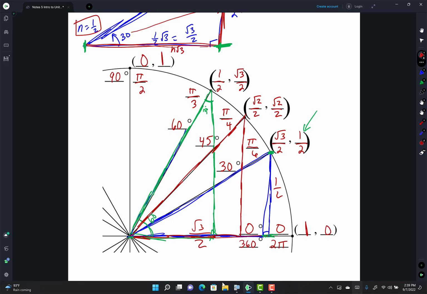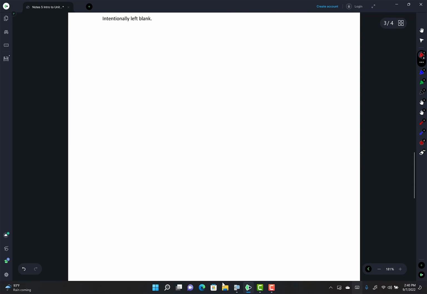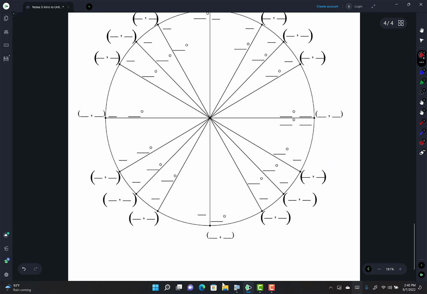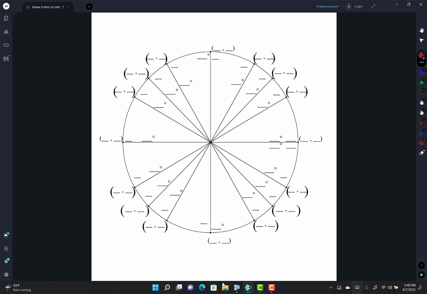All right, so here we go. Go to the next page, and it's going to say intentionally left blank. As a matter of fact, leave it blank for now. Go to the last page. We're going to come back to that third page, don't worry. And look at that. We have a blank unit circle for our entertainment. Isn't that cool? Let's start filling it in with what we know.